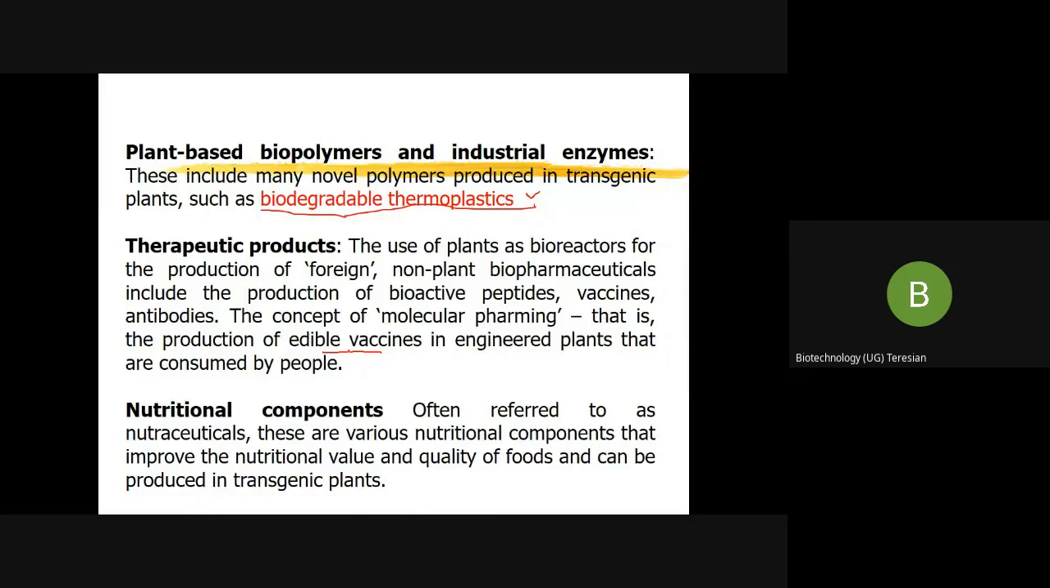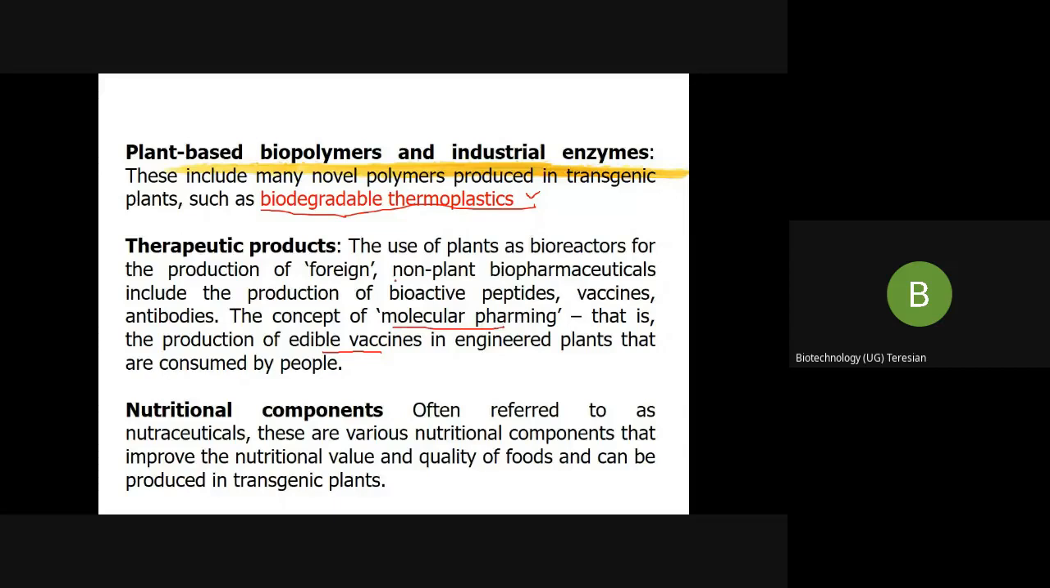So when you are eating that banana or potato, what is happening? The vaccine is also entering into your body. Similarly, your bioactive peptides and others. So this is the use of plants as bioreactors for the production of foreign non-plant biopharmaceuticals. These include your bioactive peptides, vaccines, and antibodies. So this phenomenon is known as molecular farming.